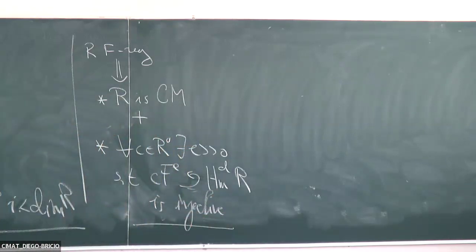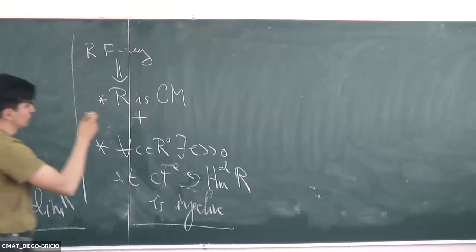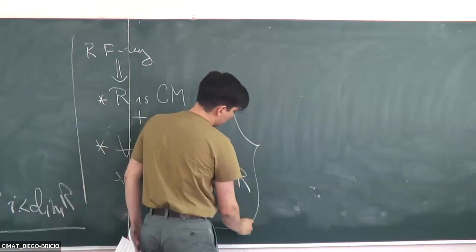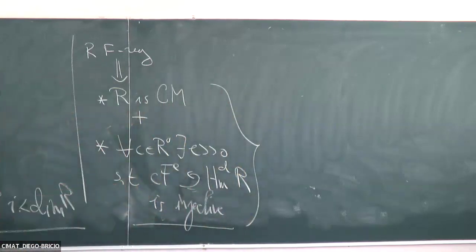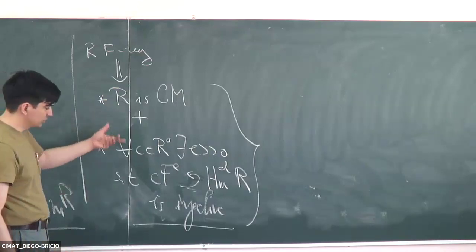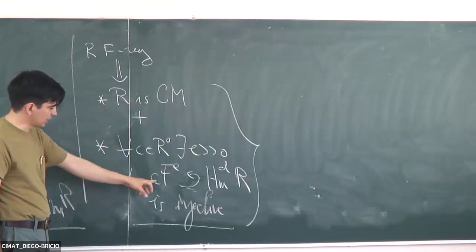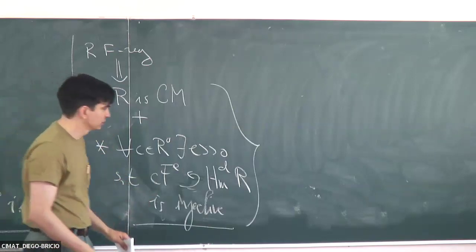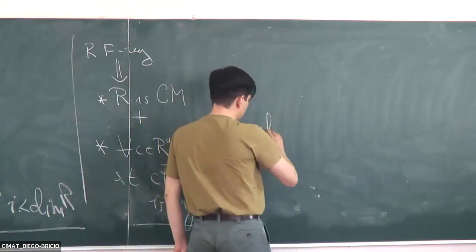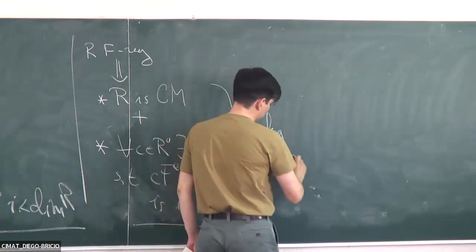Okay. And so if you look at the literature, these two things together are often bundled up in the notion of F-rationality. Okay? F-rationality means these two things, right? Cohen-Macaulay plus this action on the top local cohomology. Okay? So R is F-rational.